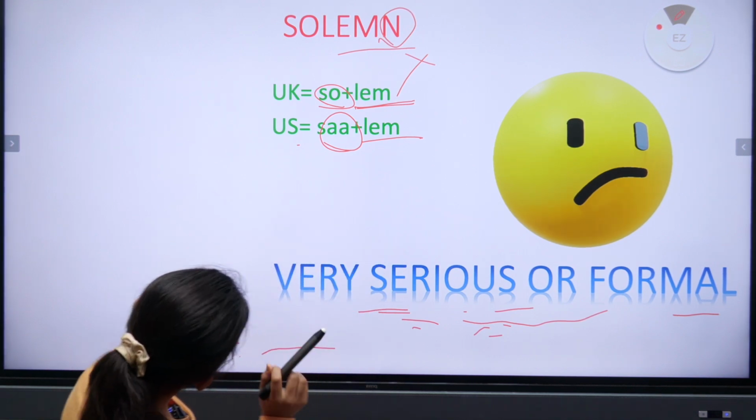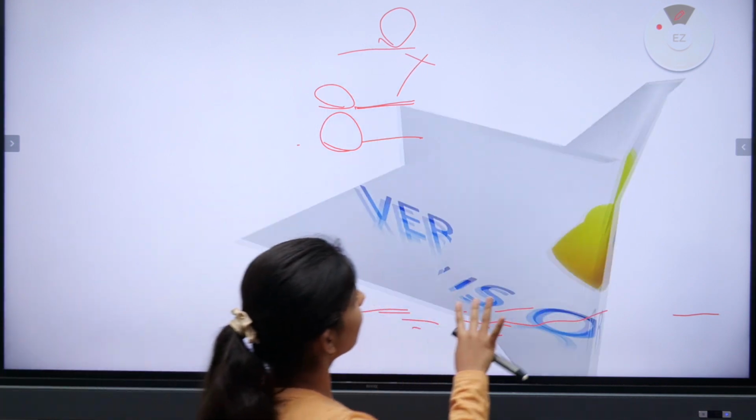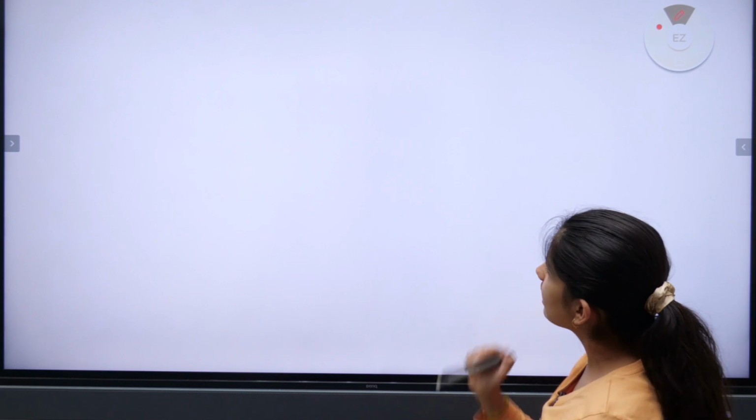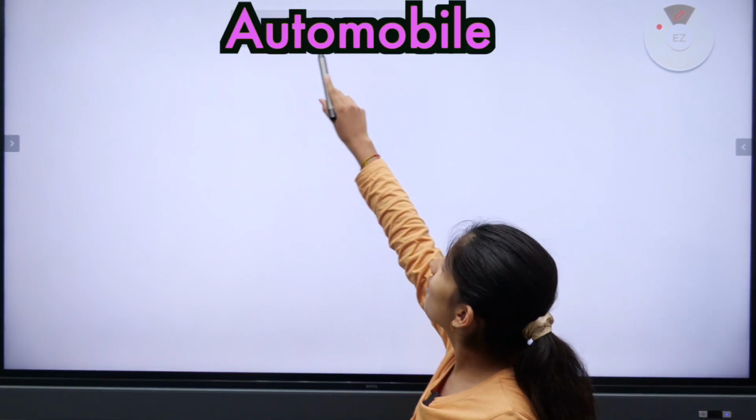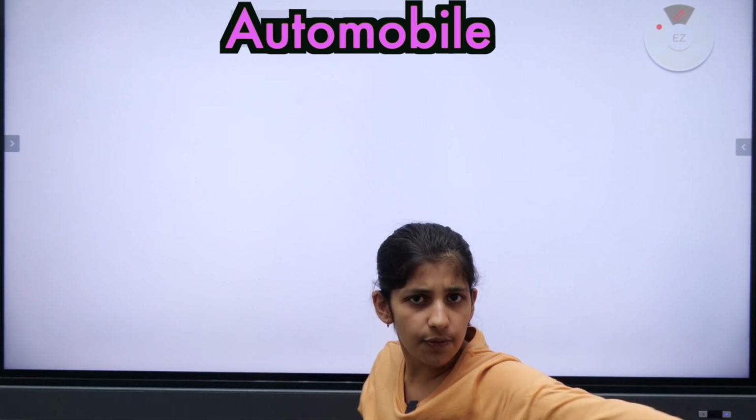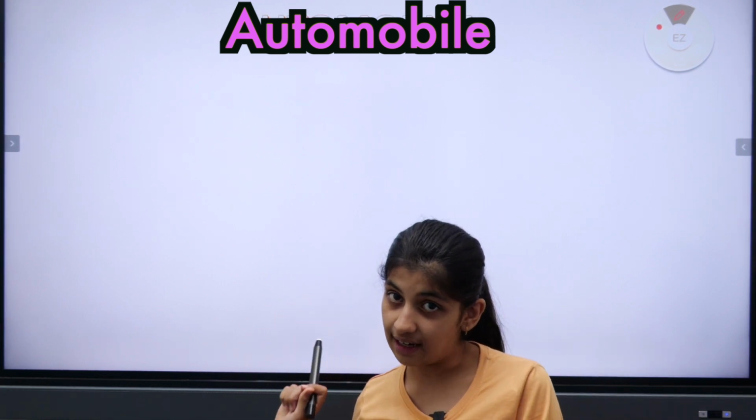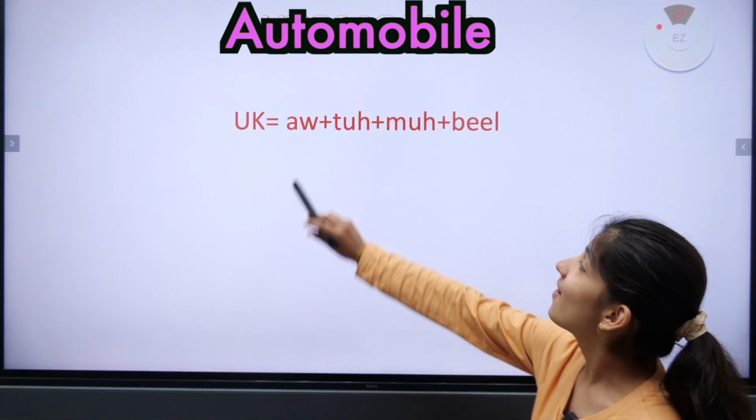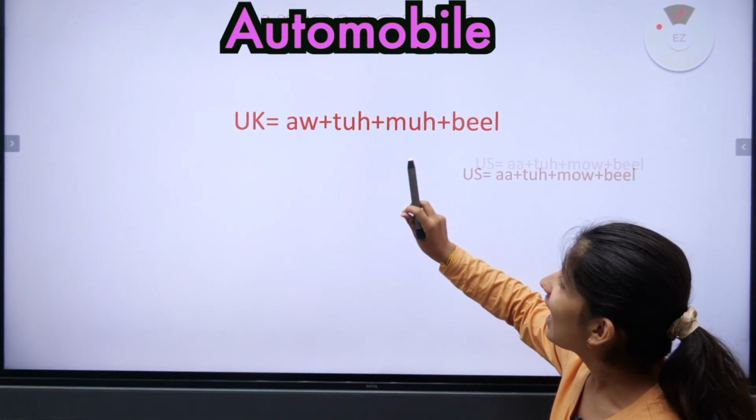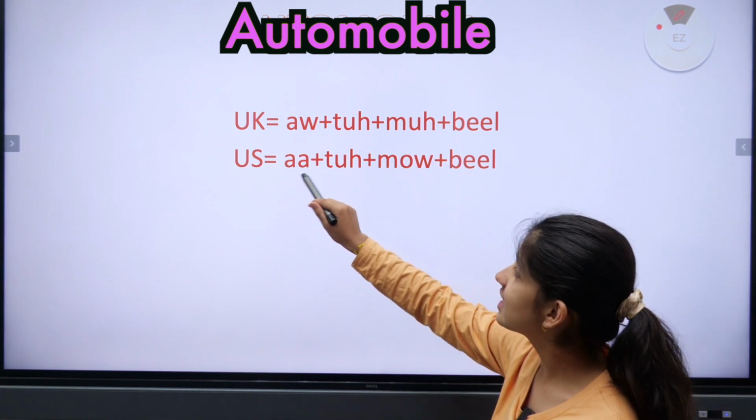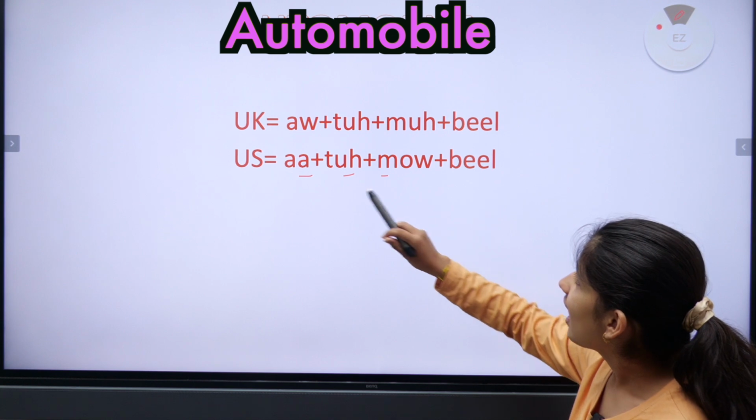Now, let's move forward. This bird flew away. And let me erase this. And so then the next word is automobile. Am I right? Most of you pronounce it incorrectly, but no, it is wrong. The correct pronunciation is automobile. I repeat, automobile. And in US it is pronounced as automobile.